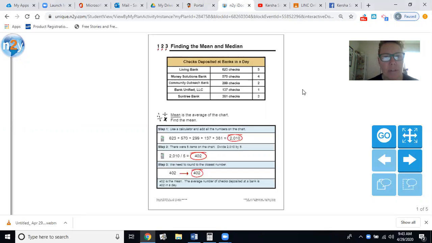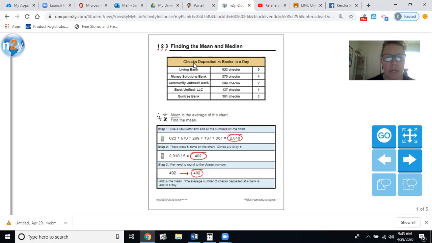This is the math lesson. It's finding the mean and median. So what a mean is, is the average. And what the median is, is the number directly in the middle of a list of numbers like this. And I'll show you how to do it right quick.